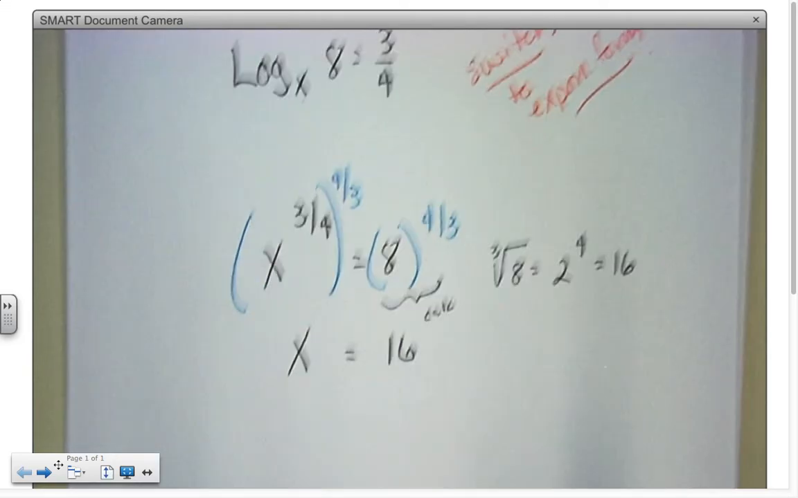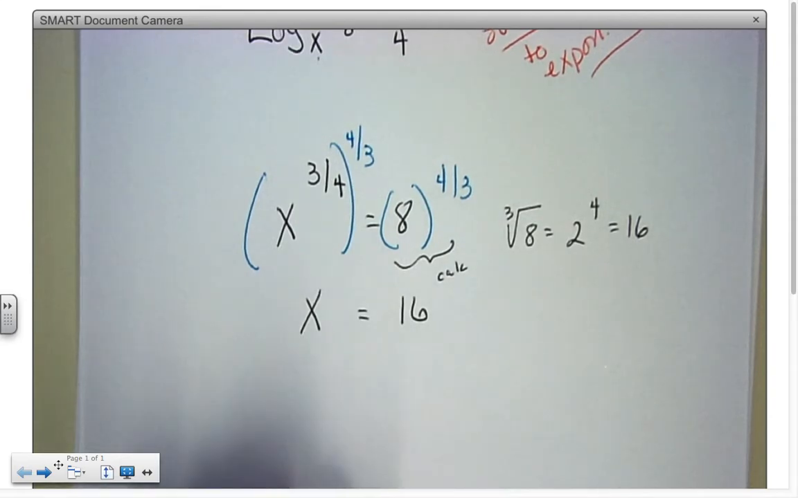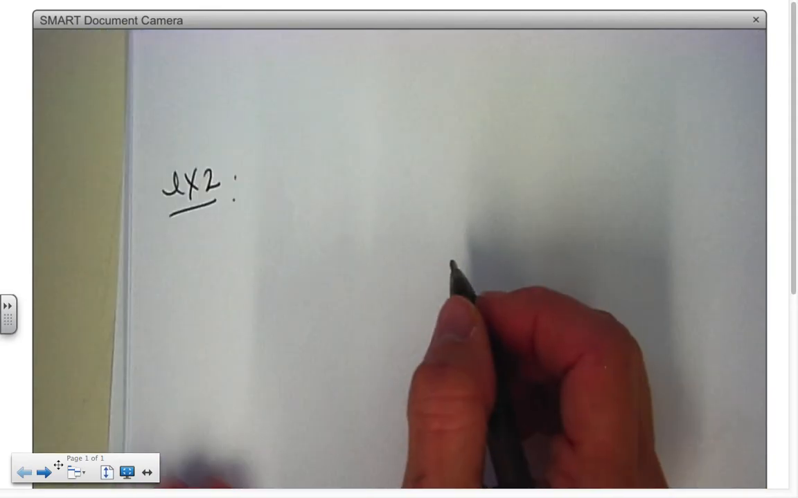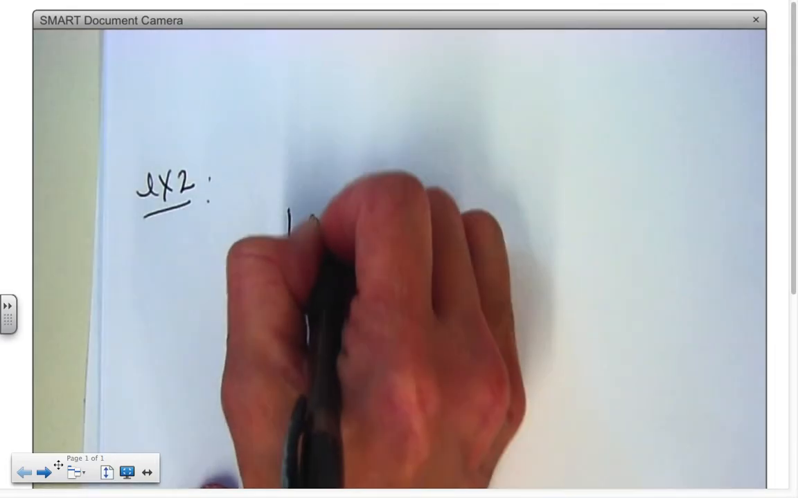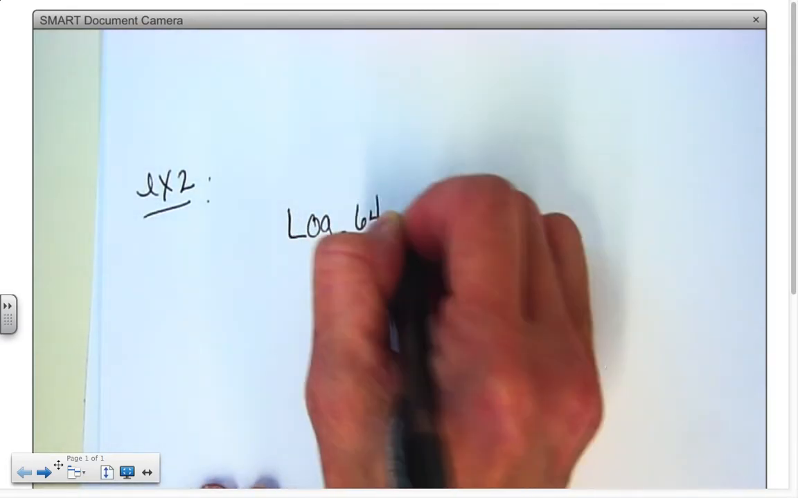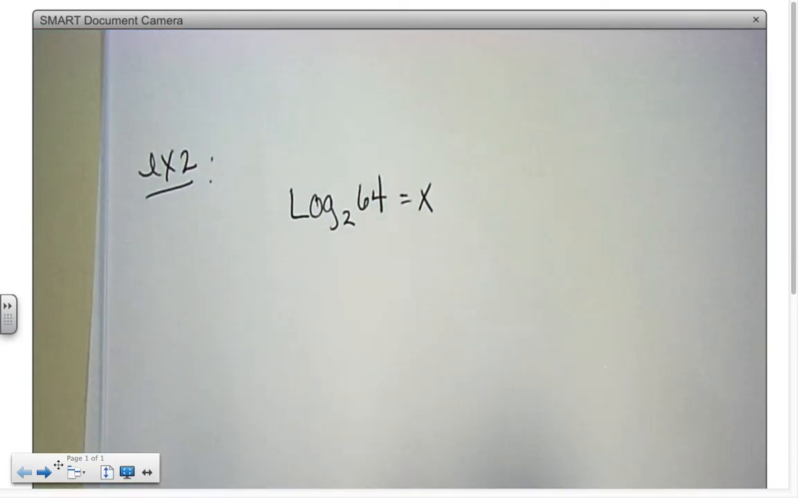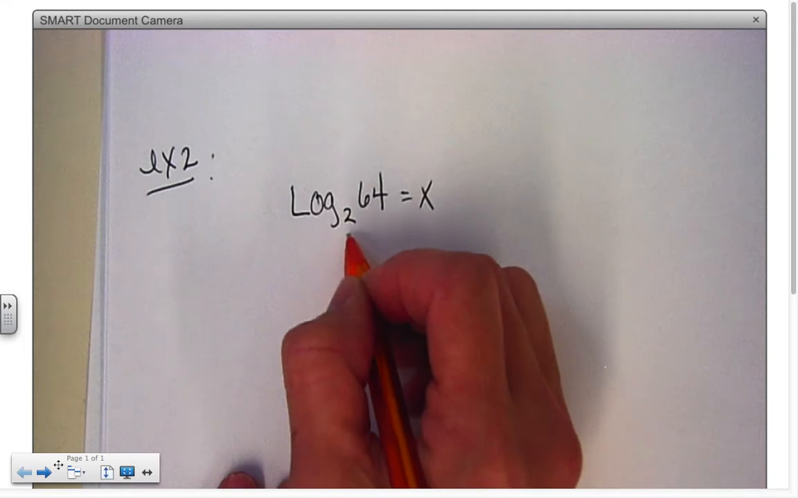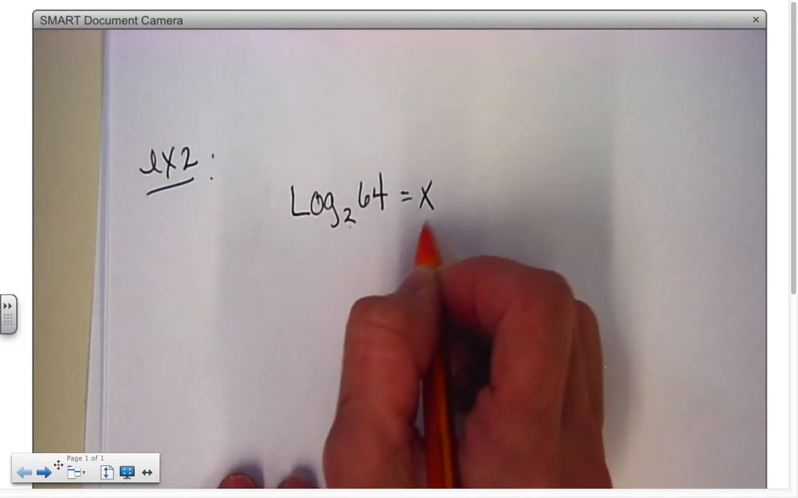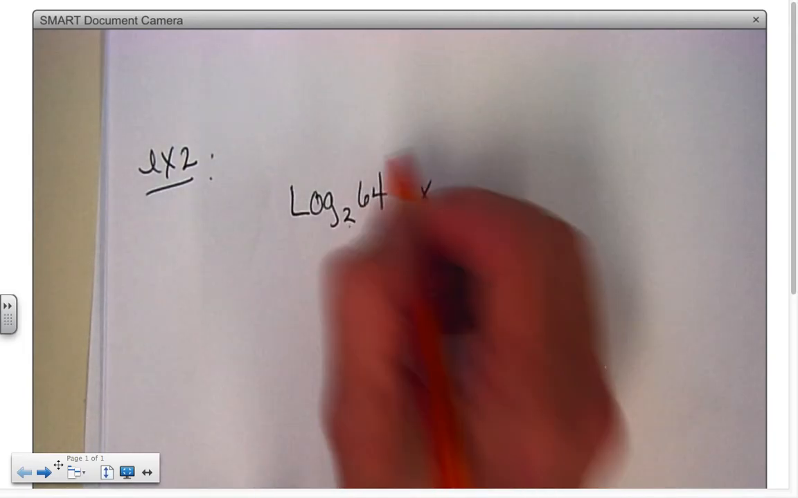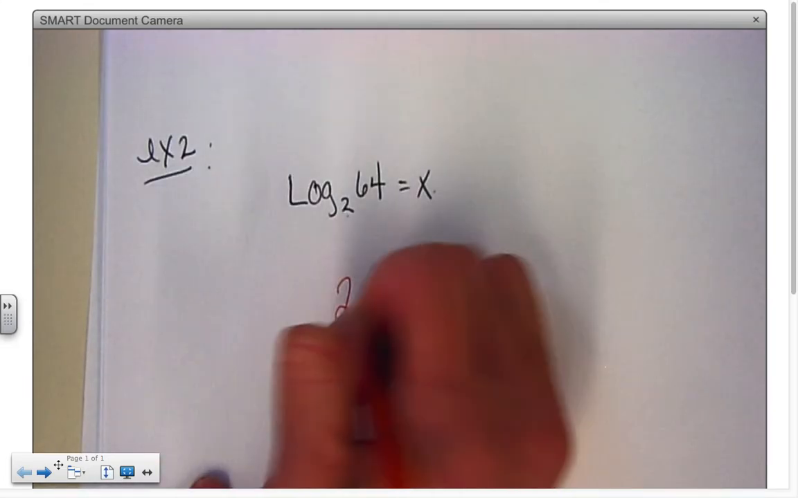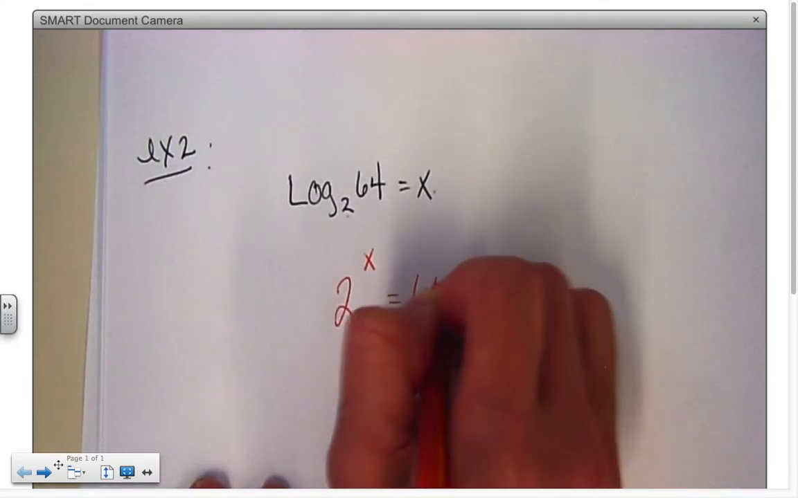Okay, example 2. Example 2 will be log base 2 of 64 equals x. I've put the x in a different spot, but the strategy is the same. I want it out of log form and into exponential form. So the log roll, or the log switch, will be 2 raised to the x power equals 64. It's going to be 2 to the x equals 64.